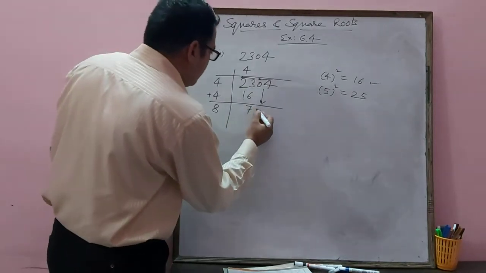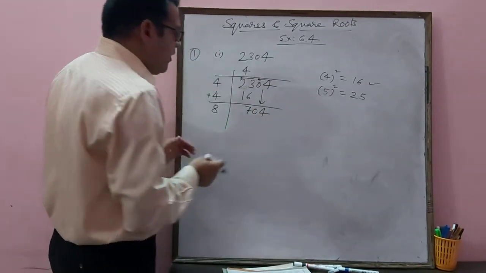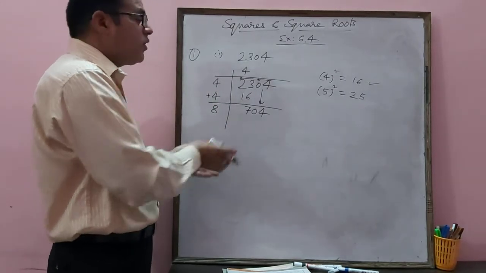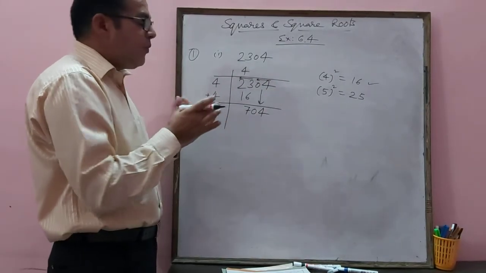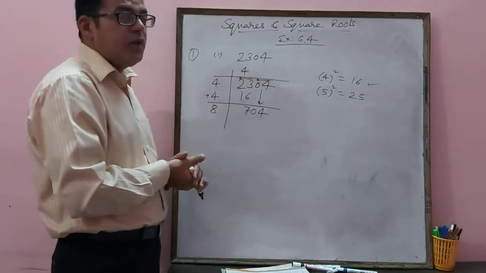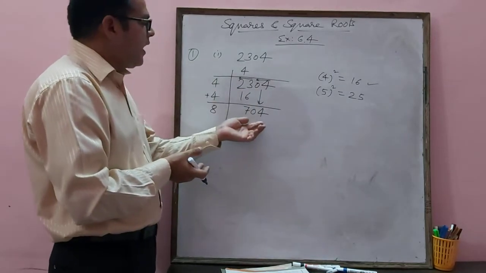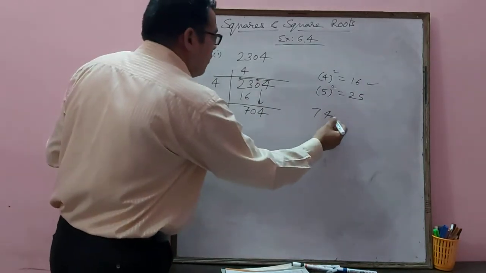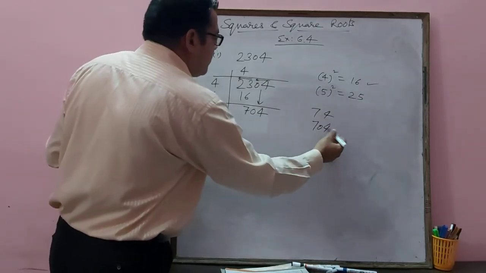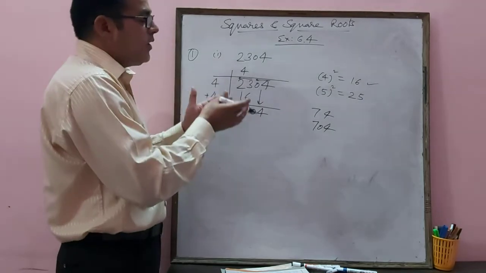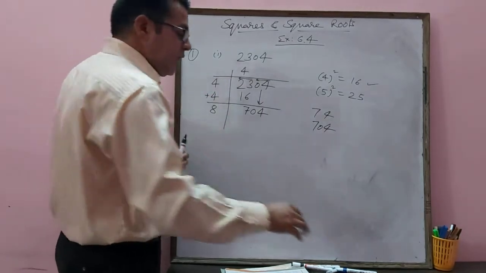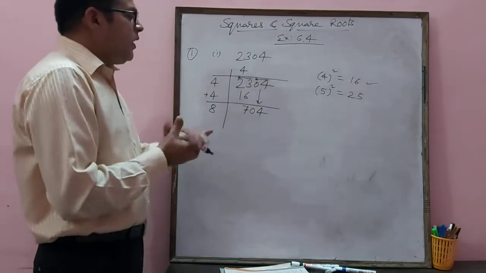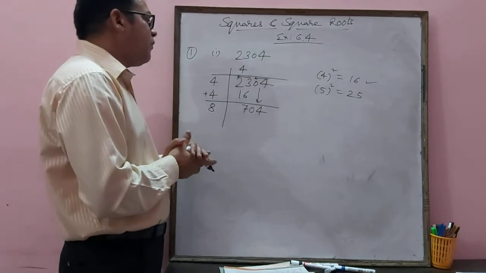What is next group? 0 and 4. Both the digits you have to place there. Don't write only 4. Since group is 0, 4, you have to write both the digits. It has significance here. If you are writing only 7 and 4, it is 74. If you are writing 2 digits, then it is 704. There is difference between 74 and 704. So 704 means 704 we have.